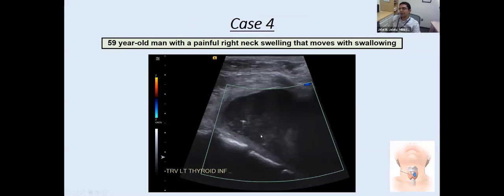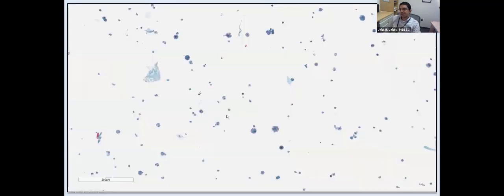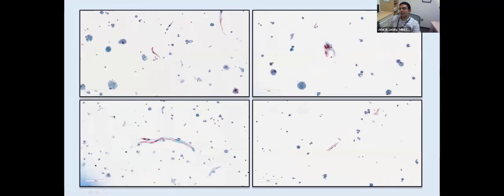This mass moves with swallowing, and therefore, clinically and radiologically, they think that it's in the thyroid. And the FNA from this mass shows all of these degenerated cells with a lot of macrophages in the background. And scattered about, you can see that there are squamous cells here. Some are inky and hyperchromatic and not so much high NC ratio, but certainly an unusual finding to see in a thyroid lesion or a thyroid cyst.